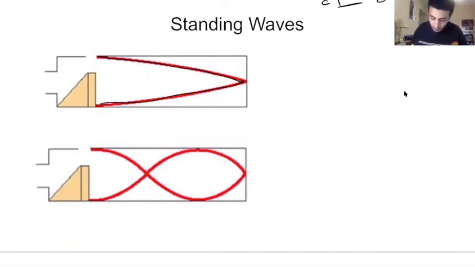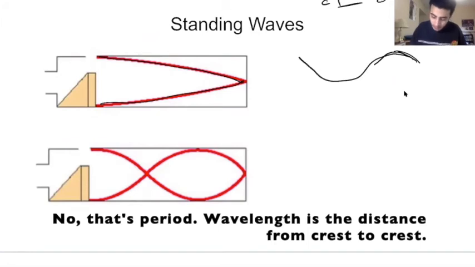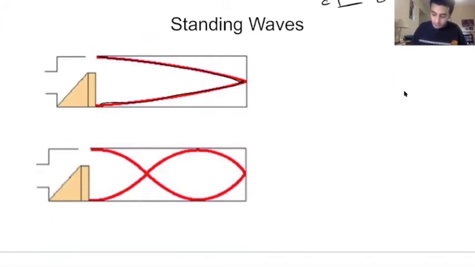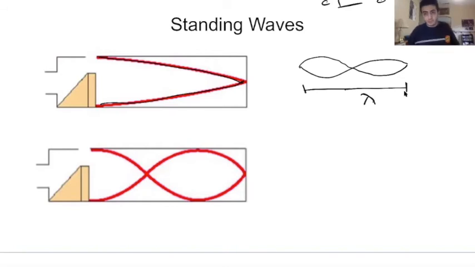So what is a wavelength? It's the distance it takes a wave to go back to its starting position, right? So if we draw something like this, this is one wavelength. This is one whole wavelength.